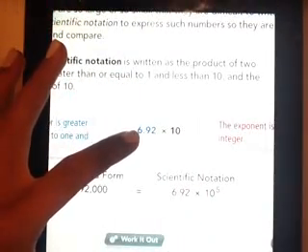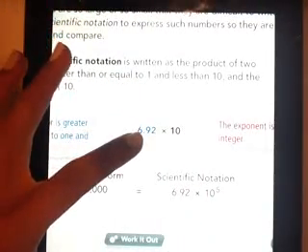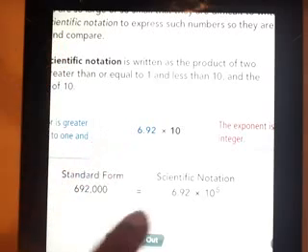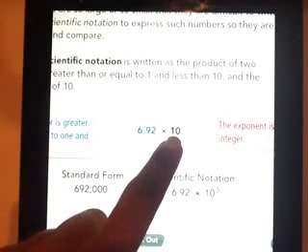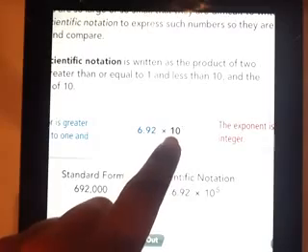This is how scientific notation has to be written. This number will be equal to 1 or greater than 1, but it has to be less than 10. And the second number has to be a power of 10, meaning the base is 10 raised to a power. So we're going to go through some examples.